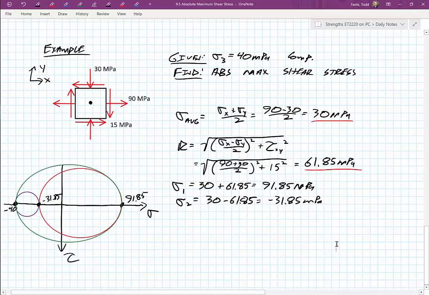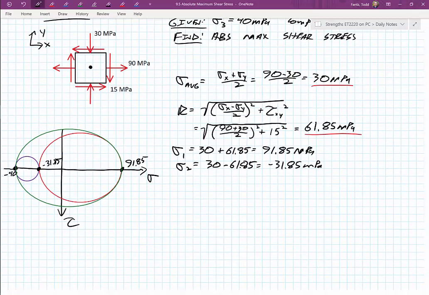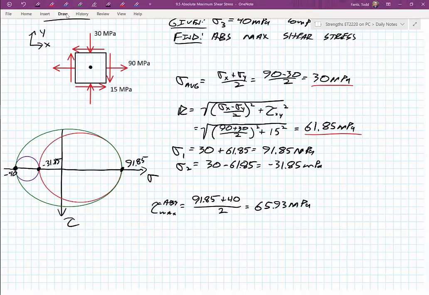You probably didn't necessarily need to draw the 3 circles in order to find out that maximum. Maybe you could have used the equation, but what I can see is my maximum absolute shear stress is the largest radius, or the distance from that 91.85 down to that 40, or the distance between those points is 65.93 megapascals. So I hope you found that example helpful.